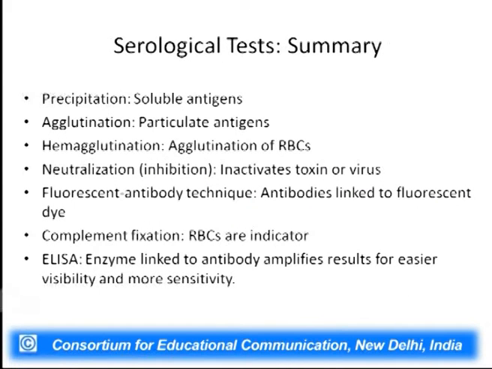So how can I summarize these? There is a precipitin reaction, and precipitin reactions are basically based on soluble antigens. Then we have agglutination, which is based on particulate antigens, that means the RBCs or the bacteria. Then I have hemagglutination, which I can specifically put under agglutination, and it is again the RBCs which agglutinate. We do not call it aggregation. We always call it an agglutination reaction. Then we have neutralization, that is, it is going to inactivate the toxins or the viruses or bacteria.